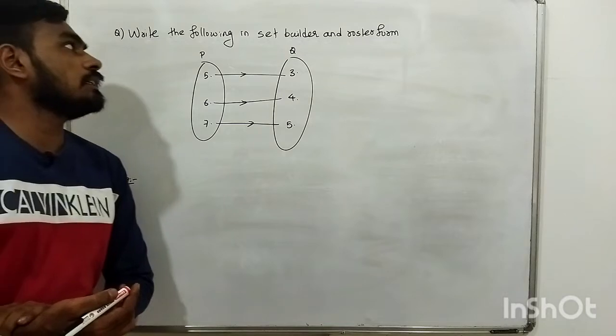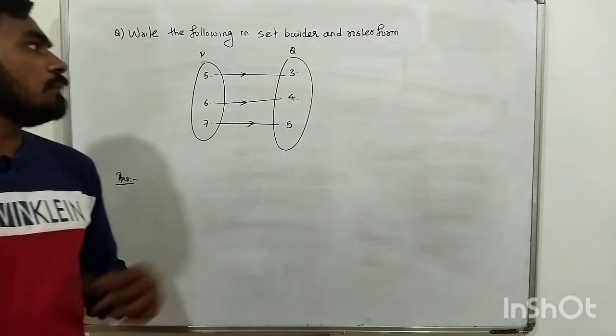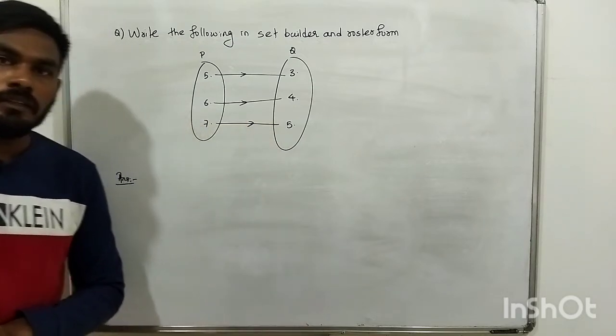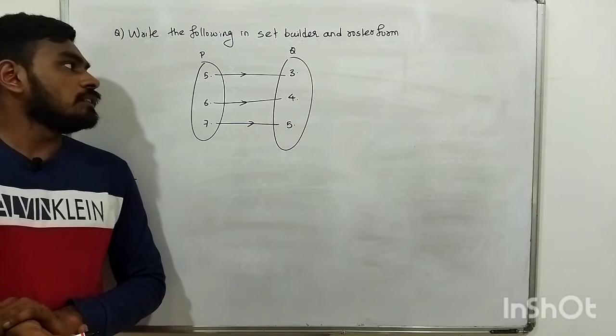So the next question is like this. Write the following in set builder and roster form. You are given an arrow diagram here, and you have to write this in set builder form and roster form. This arrow diagram, so just look at this.